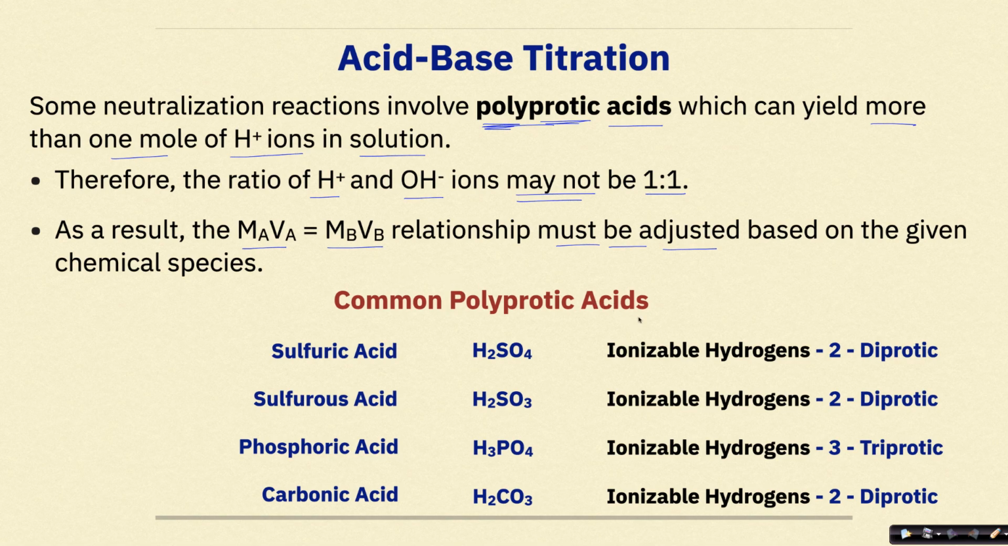So common polyprotic acids: sulfuric acid, H2SO4, ionizable hydrogens is 2, so we call it diprotic, 2 protons. Same thing with sulfurous acid, H2SO3, 2 hydrogen ions, diprotic. Phosphoric acid, doing something a little different here, H3PO4, 3 hydrogens, so the ionizable hydrogens are 3, so we call it triprotic. And then bringing back carbonic acid, H2CO3, ionizable hydrogens, 2, therefore diprotic. So those are some common polyprotic acids.